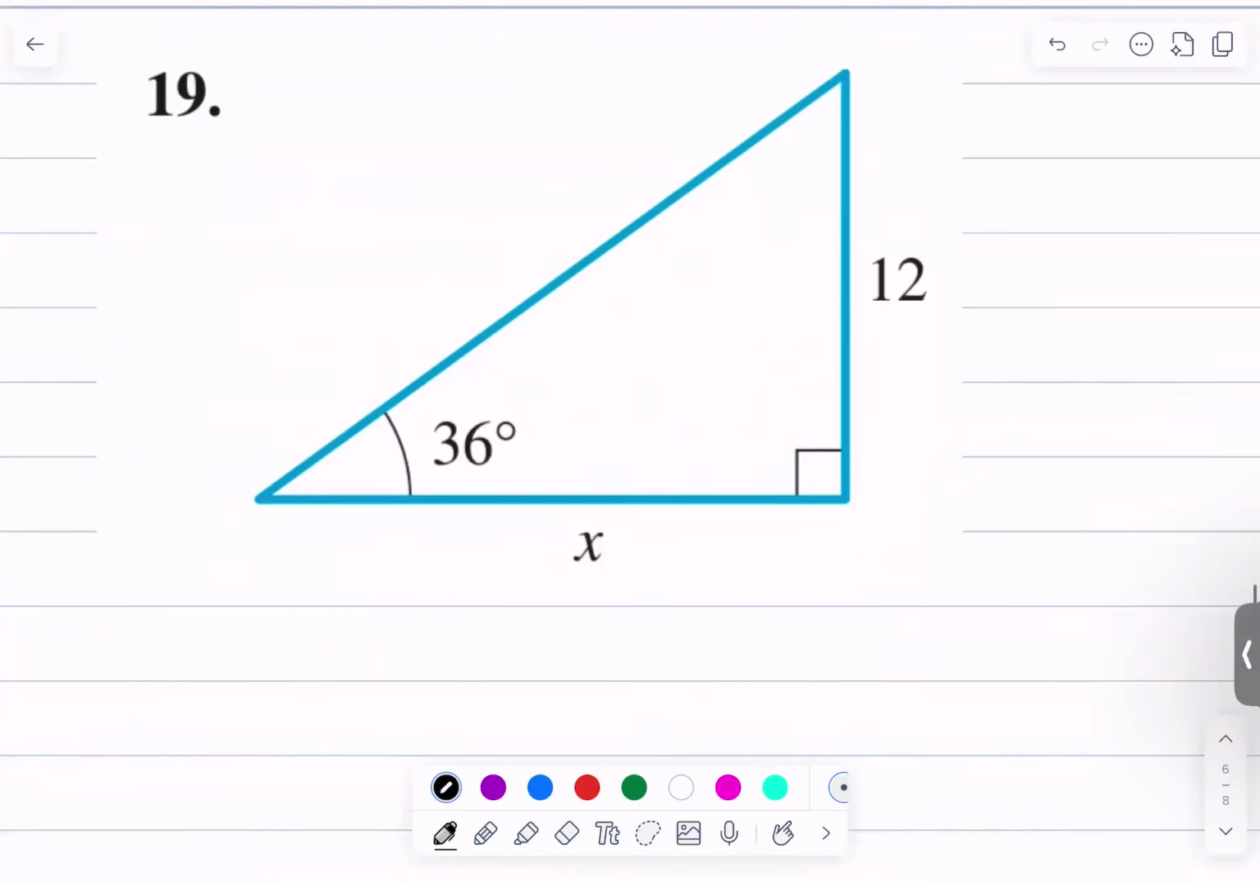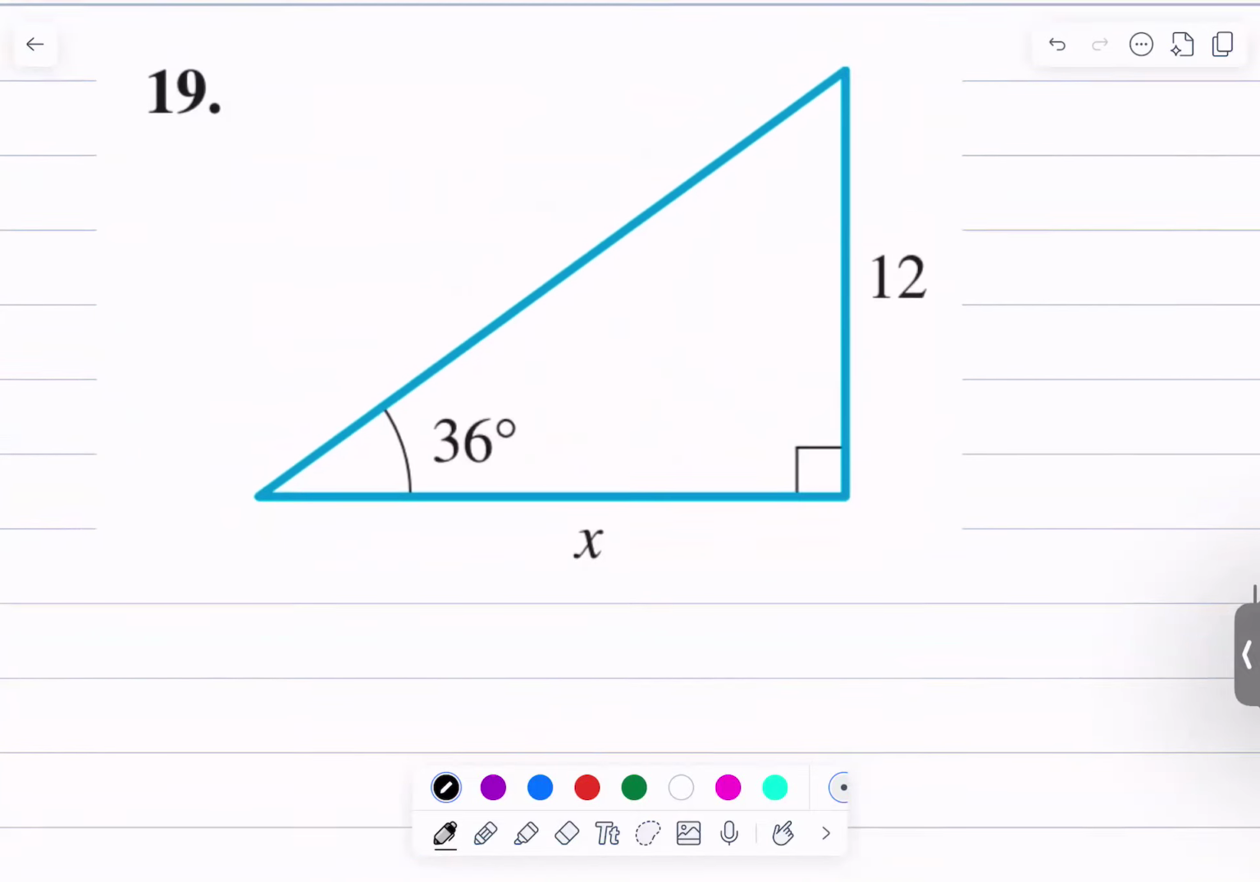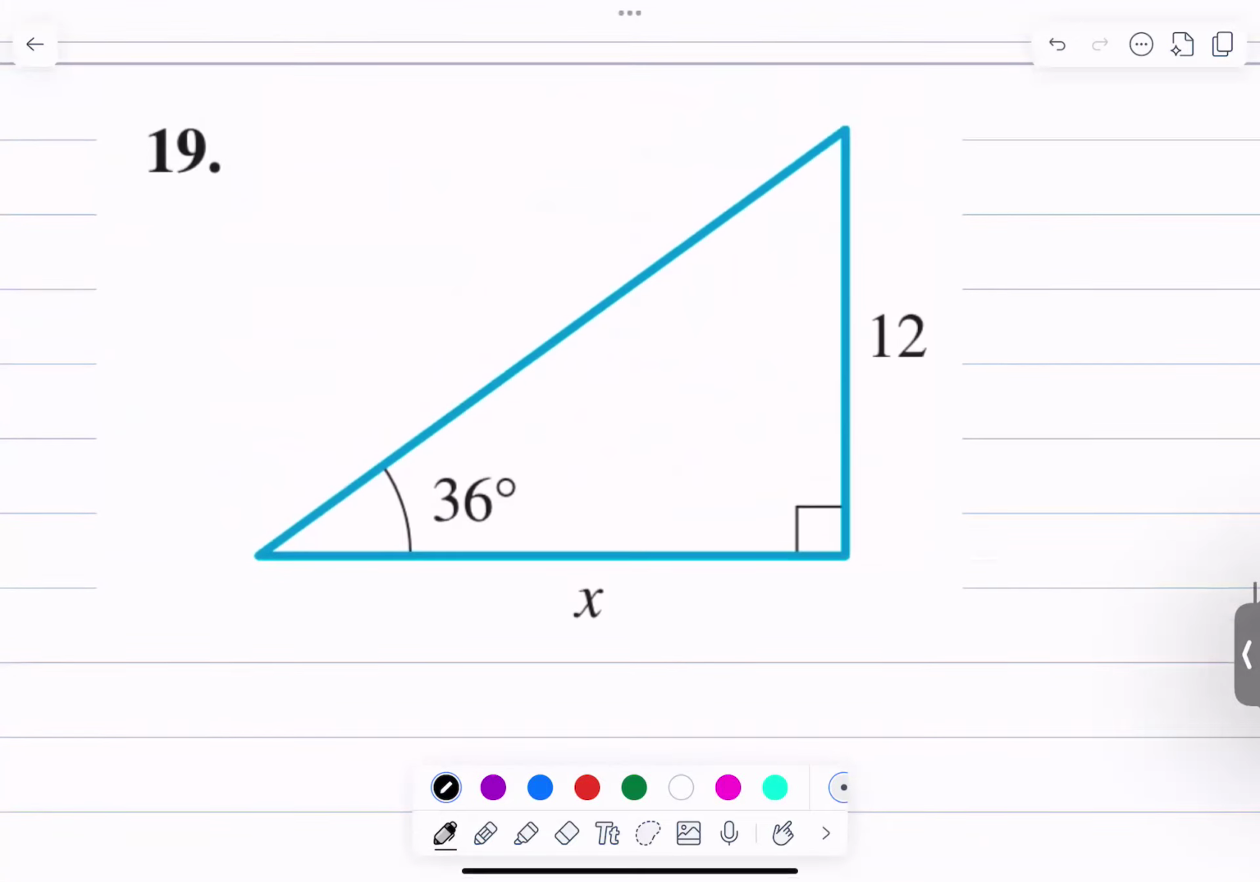The next problem, we do need trig. We do need your calculator. In order for us to solve this, we need to label my sides first. Okay, we have 36. So this is my opposite side. This is my hypotenuse. And this is my adjacent, right?